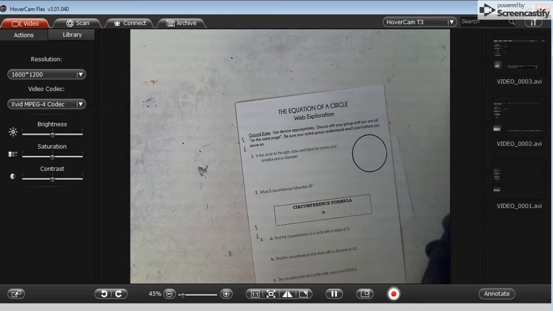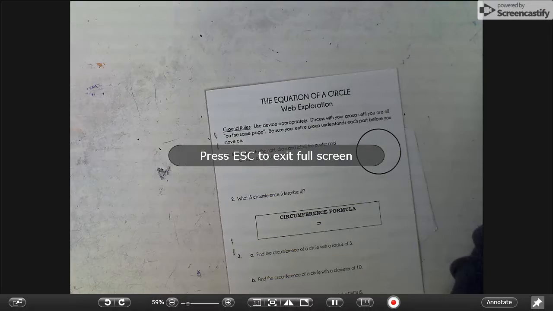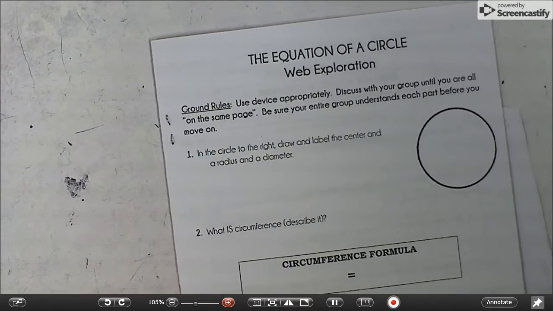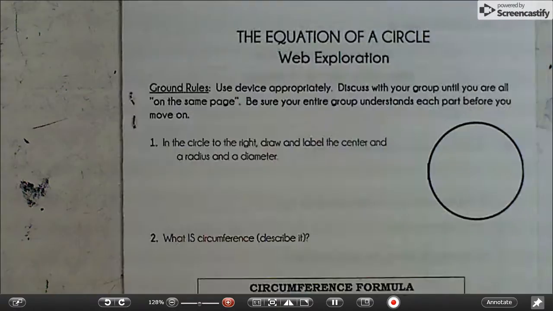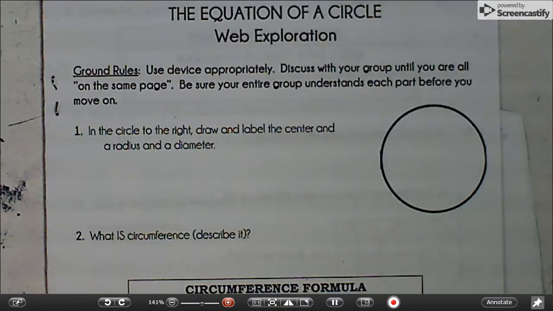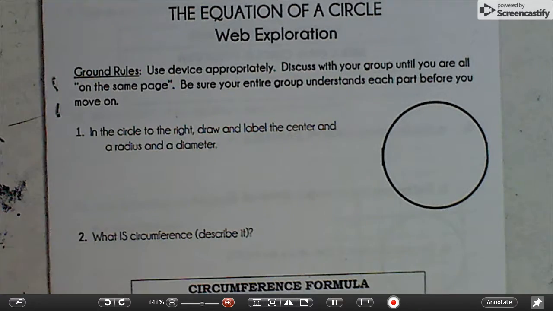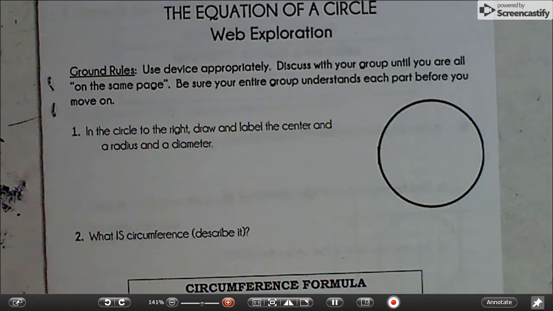So keeping on in our circle unit, we're going to talk about the equation of a circle today. The equation of a circle is not super difficult of a topic, but it is kind of long. The first couple of times I did it as a web exploration, but we were just running out of time, so we did it as a whole class this time. I'm just going to go through this little booklet.